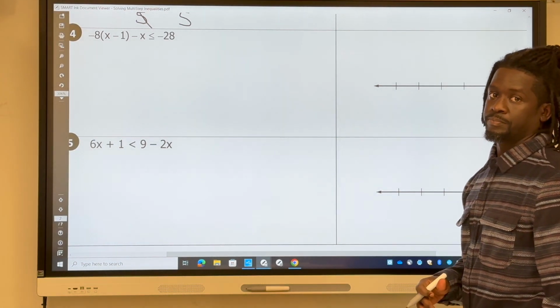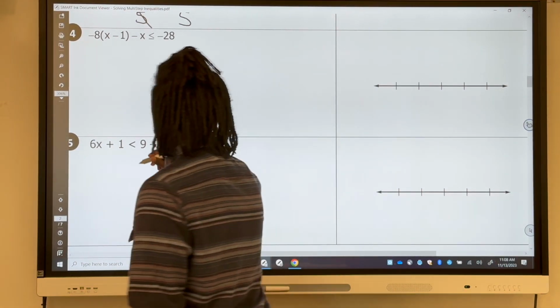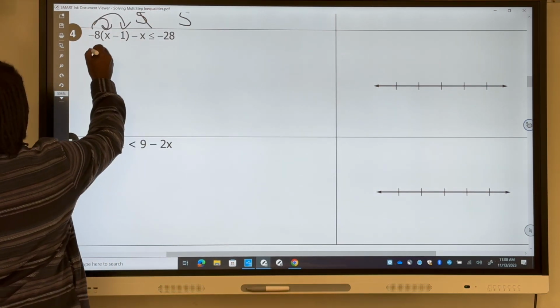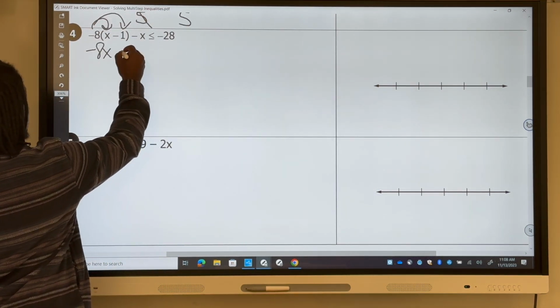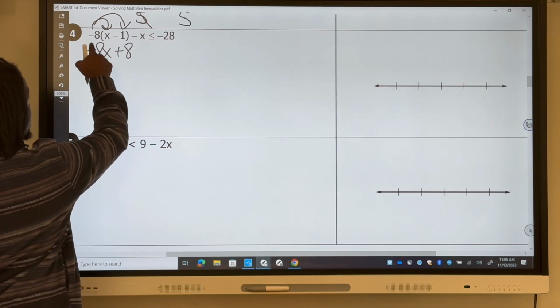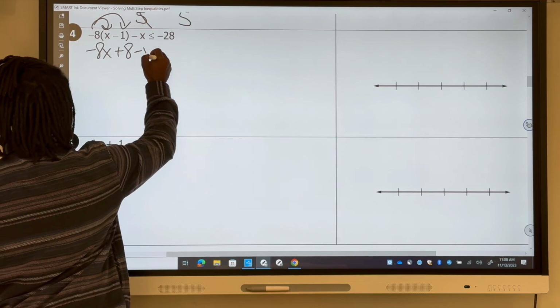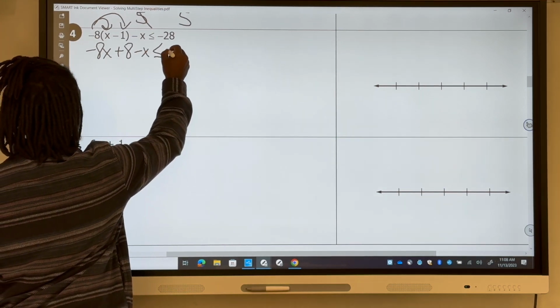All right, let's do it. Distribute that negative 8, got negative 8x, and a positive 8 because a negative 8 times a negative 1 is a positive. Minus x, just bringing everything down.